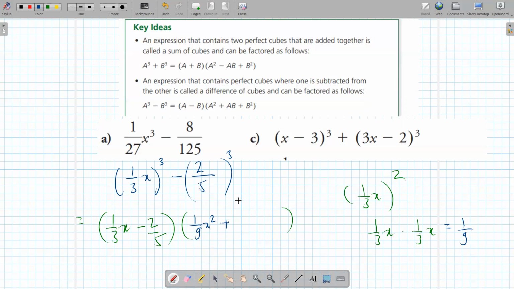Plus ab. So for the ab bit, you try telling me this. A is 1 over 3x, b is 2 over 5. What does that equal? 2 over 15x. Yeah, that's it, right? 2 over 15x. What about the last term, b squared?